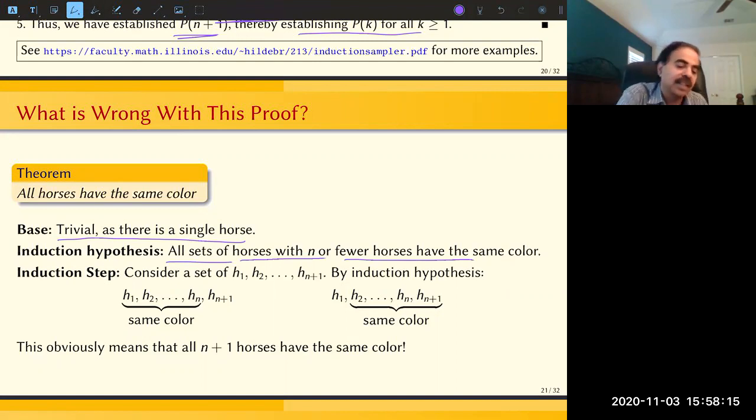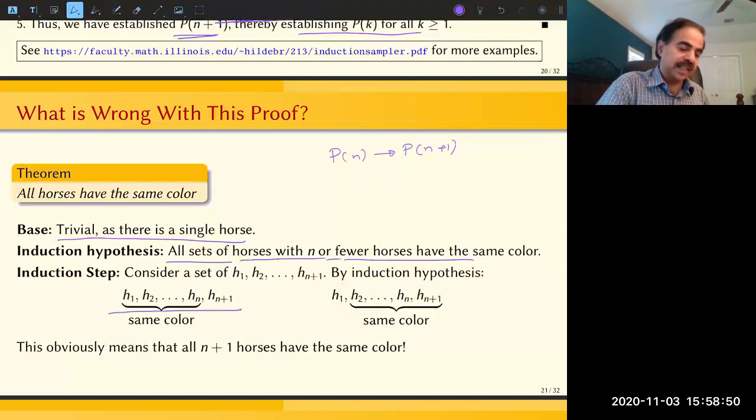So my P of n is going to say that any group of n horses has the same color, right? So this is going to be my induction hypothesis. Now, remember, all I need to prove is that if P of n is true, then P of n plus 1 is true, right? So this is how I'm going to do this.